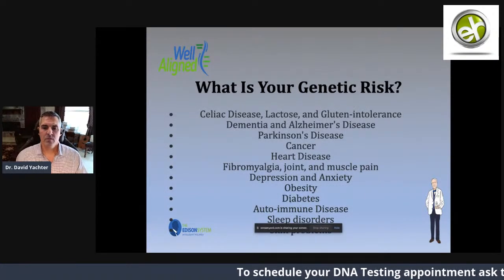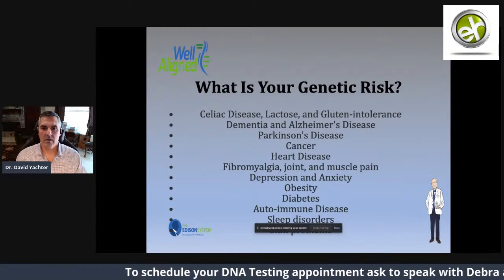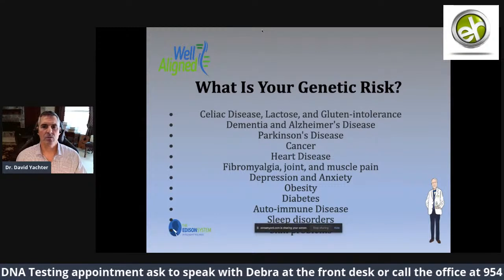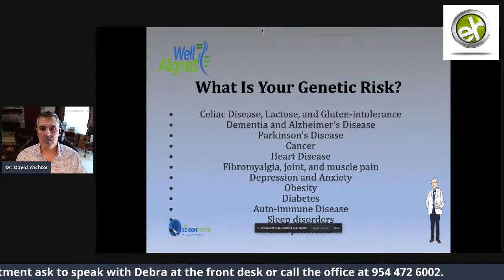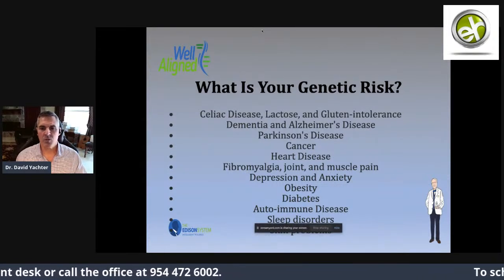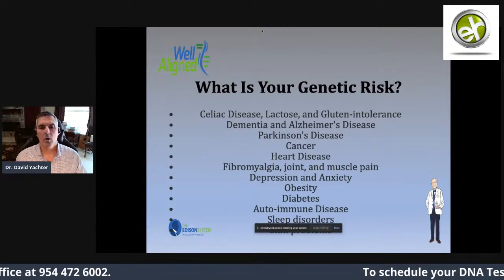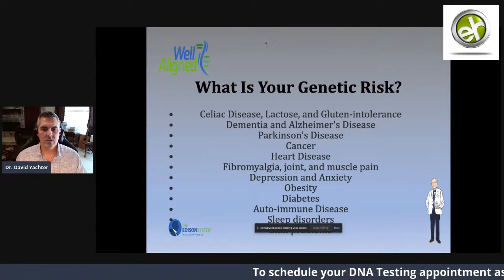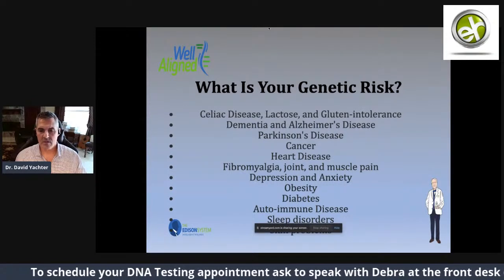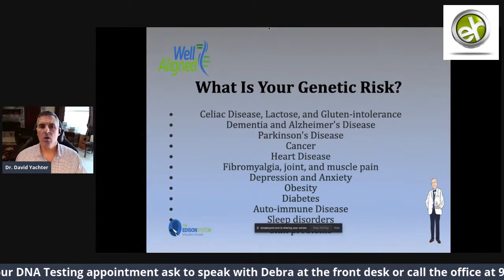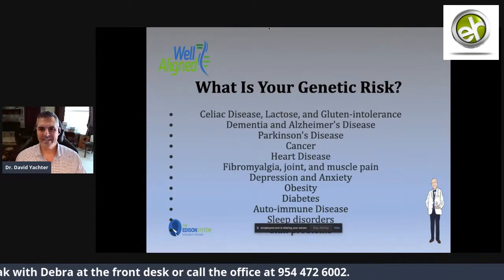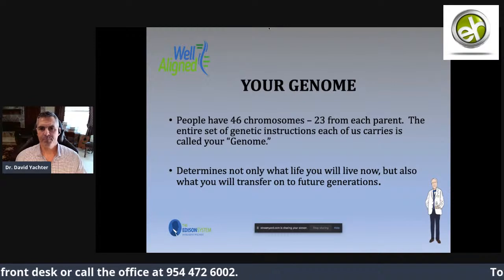So the first question is, what is your genetic risk? We all have a genetic risk for celiac disease, maybe lactose or gluten intolerance, dementia, Alzheimer's, Parkinson's. Cancer could run in your family, heart disease, fibromyalgia, joint muscle pain, depression and anxiety, obesity, diabetes, autoimmune diseases, sleep disorders. There's a wide range of disease risks. And once you know where your genetic strengths and weaknesses are, you can focus on how to downregulate those genes.